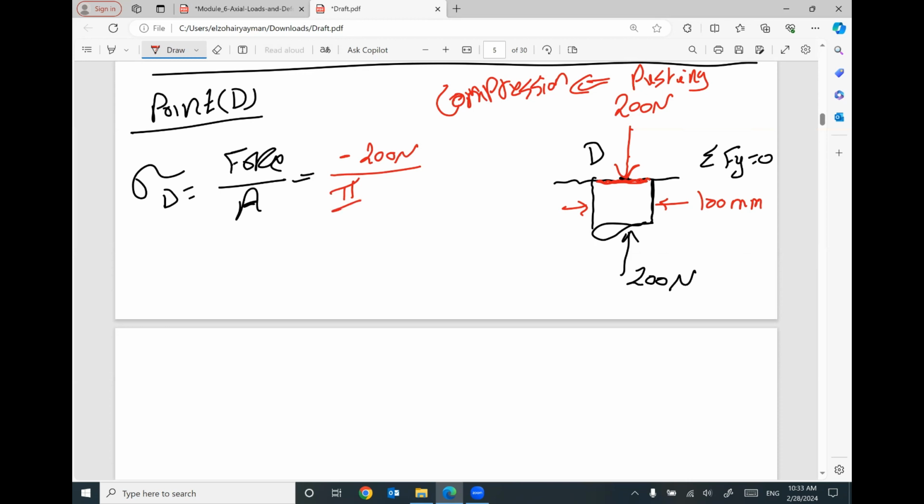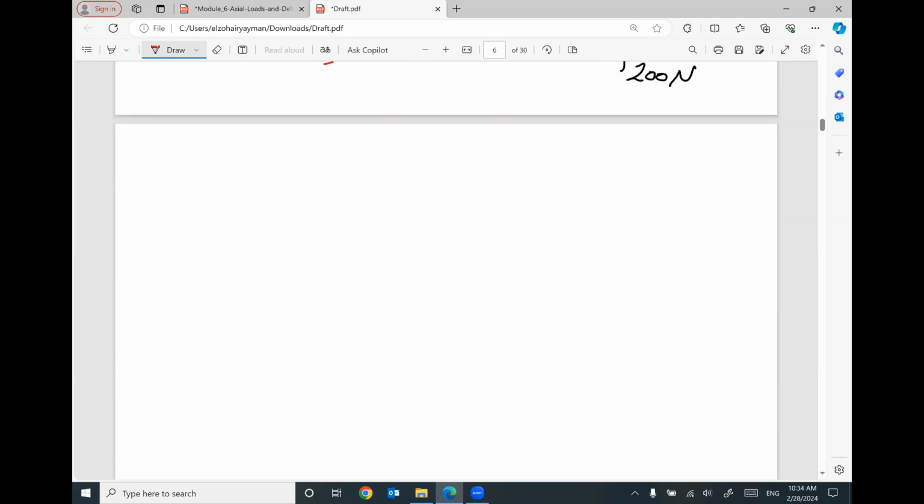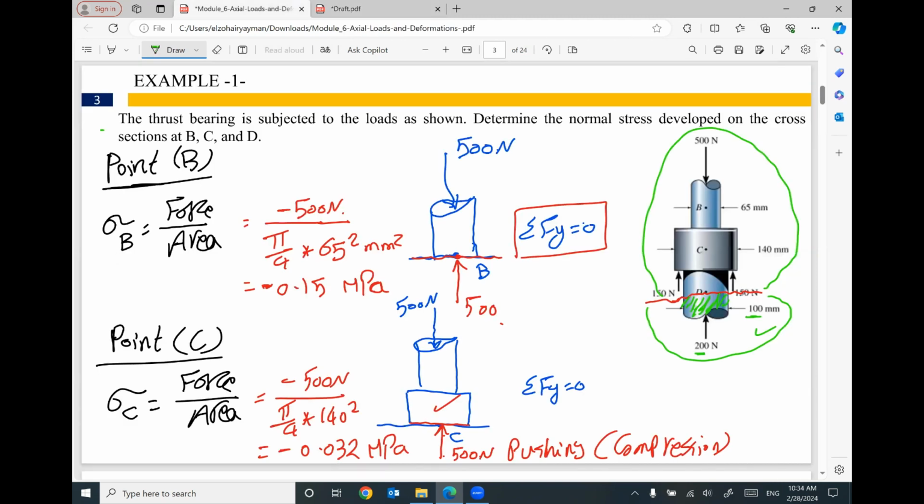The area will be pi divided by 4 times 100 squared. So the value will be negative 200 divided by pi divided by 4 times 100 squared, equal to negative 0.025 megapascal. Does that make sense? To solve this kind of problem, we have two steps. The first step, engineering mechanics: how much force at your cut, and is this force pushing or pulling, tension or compression. Then the stress will equal the force divided by the cross-section area.